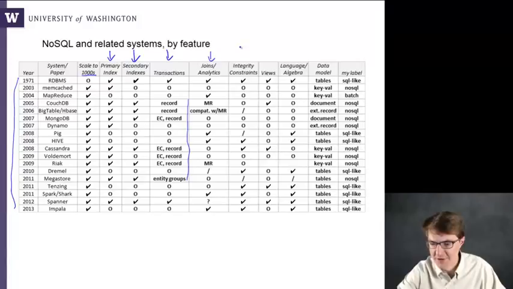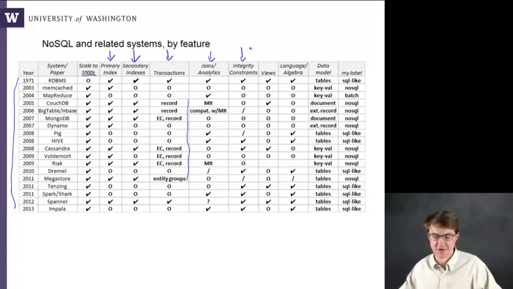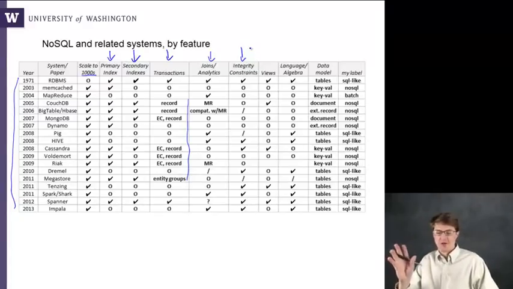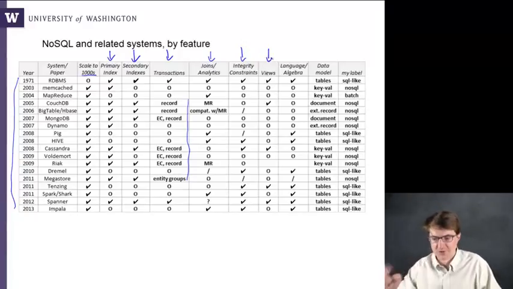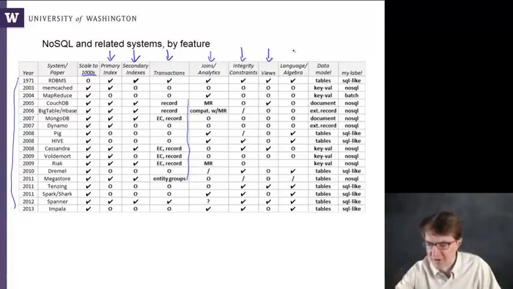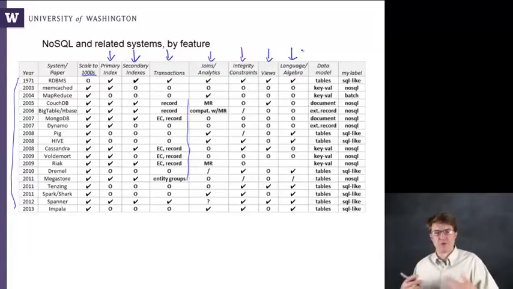Then integrity constraints. I debated calling this schema instead of integrity constraints, but as we'll see, arguably some of these systems do indeed have a schema, but may or may not actually enforce that schema. So just to avoid the confusion, I'm going to call this integrity constraints. So this is hard schemas, if you will. Then views, which, if you remember, I'm declaring to be synonymous with logical data independence. And then finally, is there some sort of declarative language or algebraic way of programming against this thing, or is it really just a low-level, simple operation API?